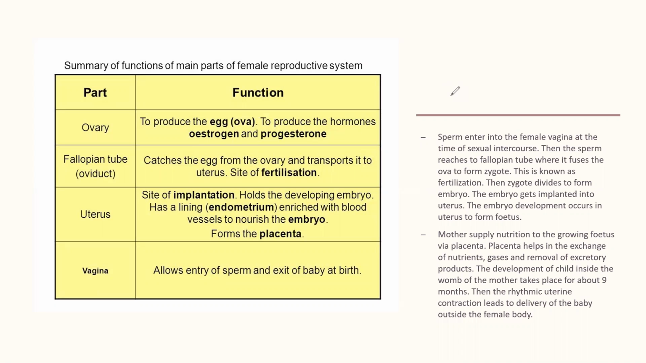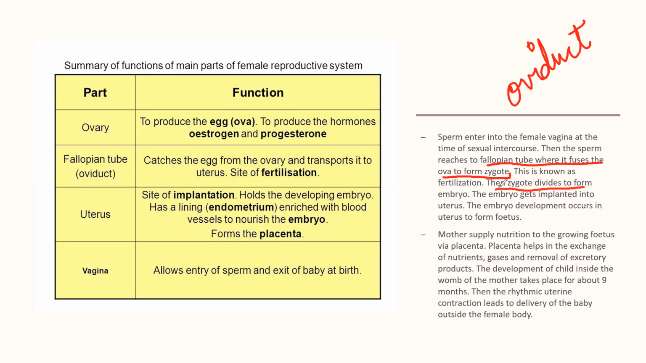Sperm enters the female vagina at the time of sexual intercourse. Then the sperm reaches the fallopian tube, which is the site of fertilization, where the fusion of the ovum with the sperm takes place and zygote formation occurs. So the fallopian tube, which is the oviduct, is the site of fertilization.